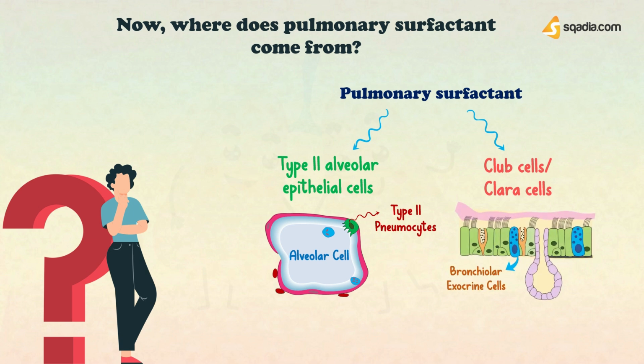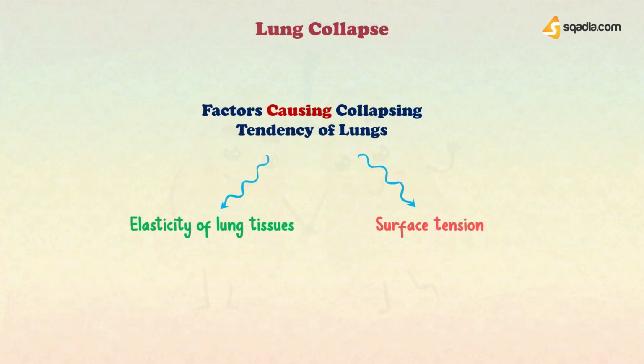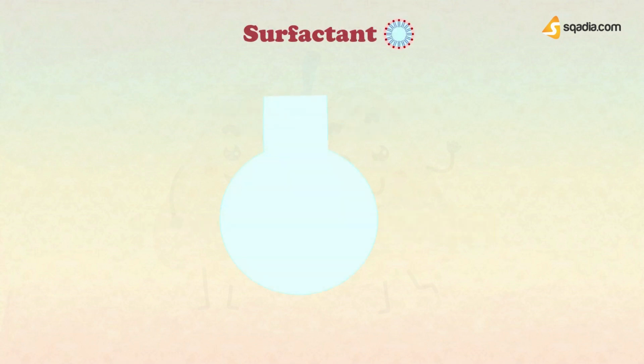Now, if I remember from my previous video, I mentioned another name for them. Yes, they are also called bronchiolar exocrine cells. And one of the primary functions of these cells is to secrete surfactant. I mentioned in the last part of the video that one of the factors having the tendency to collapse the lungs is surface tension. Now here you can see the alveoli, and here a layer of fluid lines the alveoli.